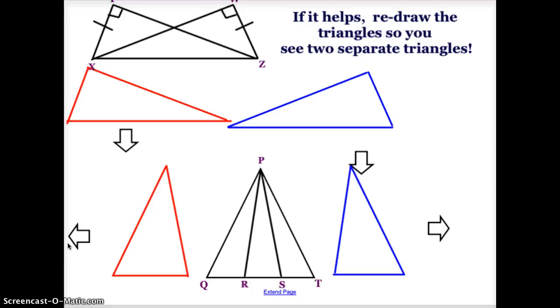The only thing I need you to do in addition to the note sheet for homework is to list all of the methods that you know, whether postulates or theorems, for proving that two triangles are congruent.